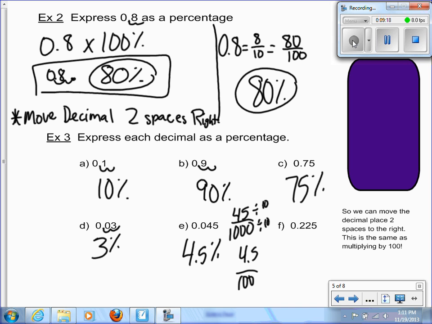Okay, how about letter F? Anybody have an answer for me, Katie? 22.5%. Good. And we can do this by just moving the decimal, and it's fine to have a 0.5, right? You can have 1/2 or 0.5, but we can't have a repeating decimal.